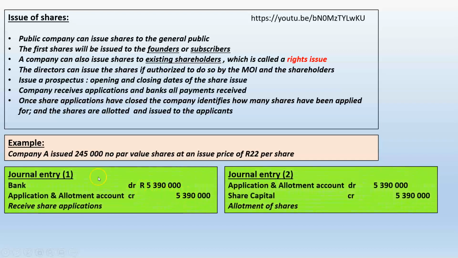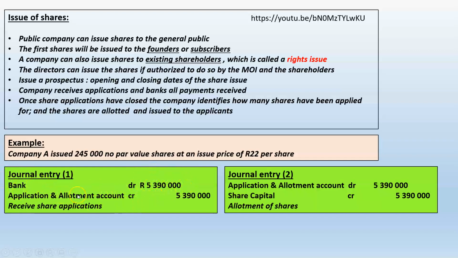So what happens is that we're going to receive share applications from prospective investors. So 22 Rand a share multiplied by 245,000. Let's assume that we have received 245,000 applications. They have sent, accompanied with the offer to purchase, the money, which will equal 245,000 times 22, which is 5.39 million Rand. Up to the closing date of applications, we have accumulated in the special bank account a total of 5,390,000.